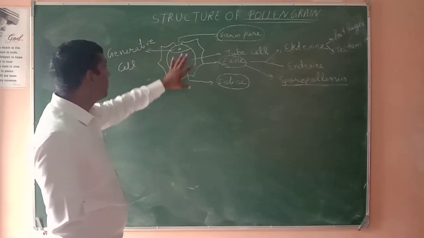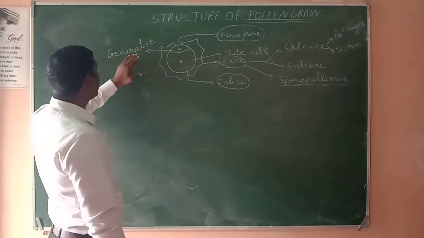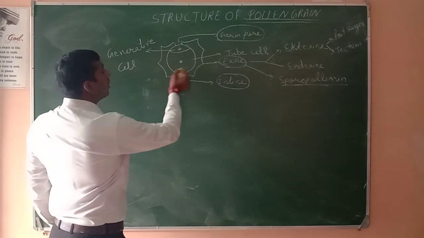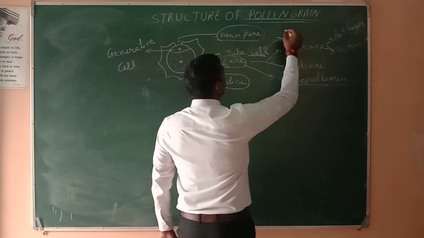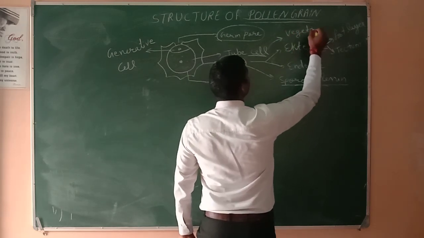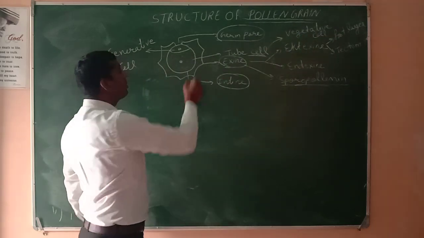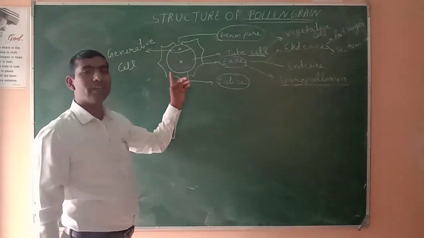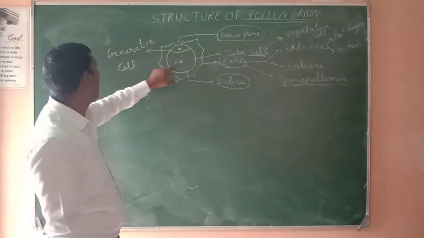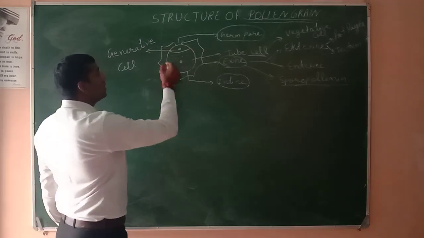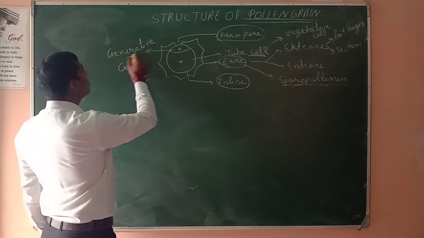The pollen grains generally have two cells, the generative cell and the tube cell, and the tube cell is also known as the vegetative cell. The larger cell in the pollen grain is known as the tube cell, and this is the tube nucleus. It contains dense cytoplasm, and in this the generative cell floats.